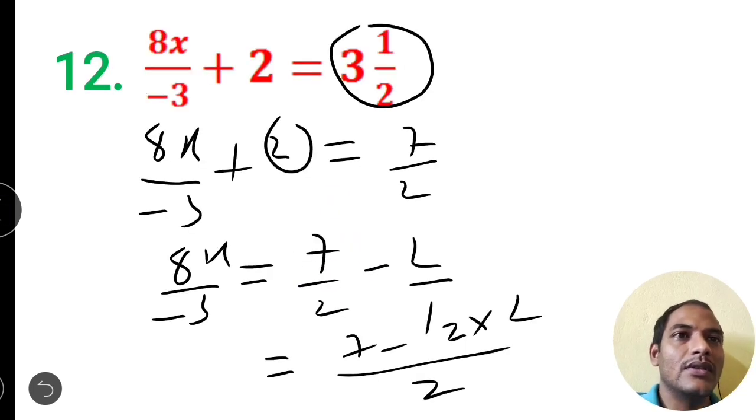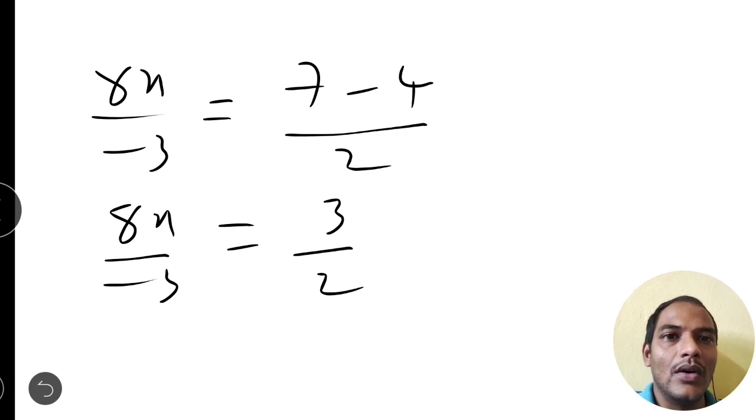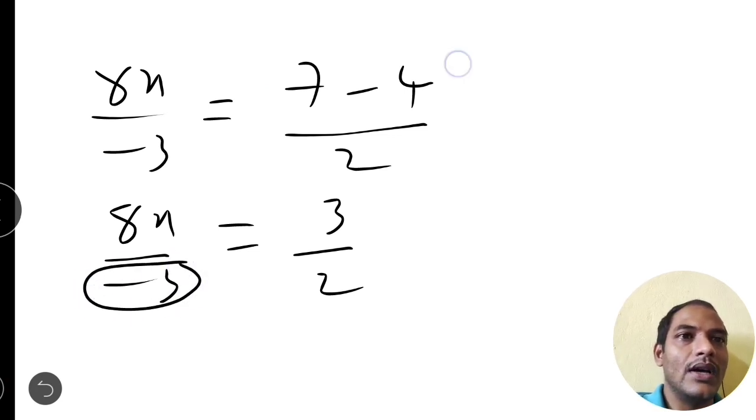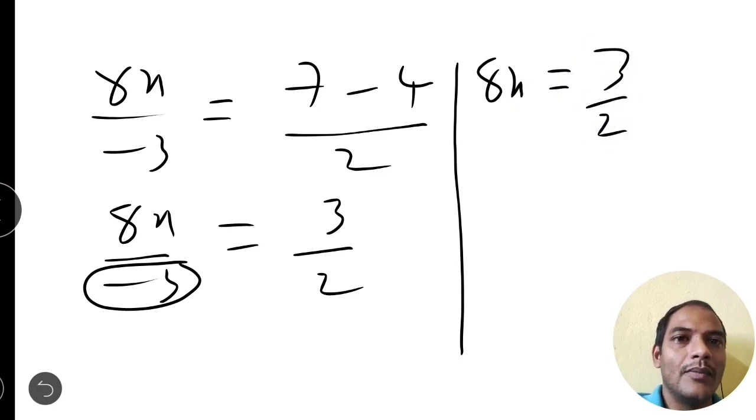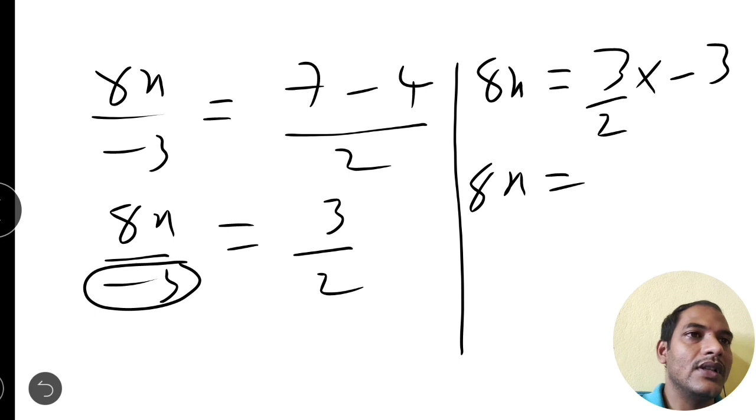Okay. First the mixed fraction is converted into improper fraction form. Then plus 2 is transposed to the RHS. So now minus 3 is transposed to the RHS. Then 8x equals 3 by 2. Minus 3 in the denominator place will go to the numerator place. So 8x equals, no cancellation on the RHS side. So 3 3s are 9, so minus 9 by 2.